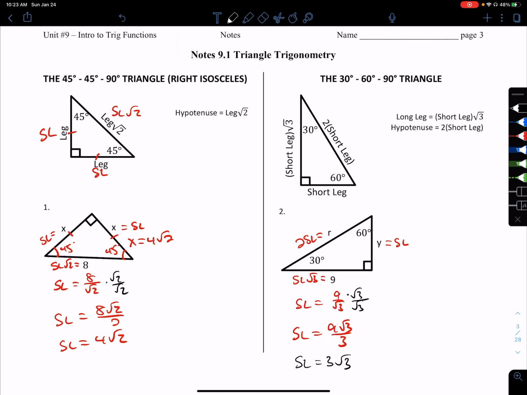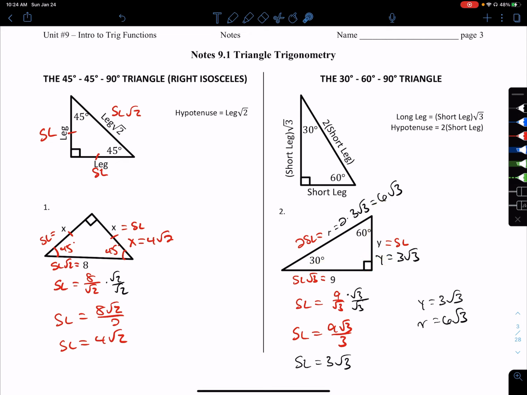So to figure out what y and r are, y is going to be 3 square roots of 3. R is going to be 2 times 3 square roots of 3. 2 times 3 is 6, so it's 6 square roots of 3. Just to make sure this is clear, I'm saying y is 3 square roots of 3 and r is 6 square roots of 3. Makes sense because opposite 30, if that's 3 square roots of 3, opposite 90 is supposed to be double that. Double 3 square roots of 3 is 6 square roots of 3.